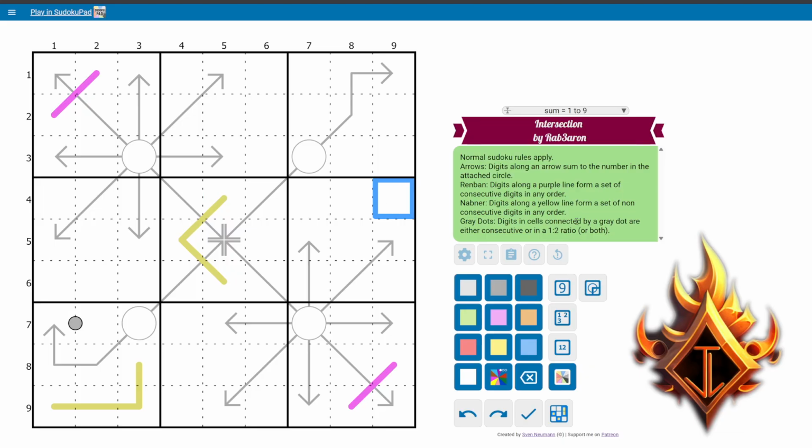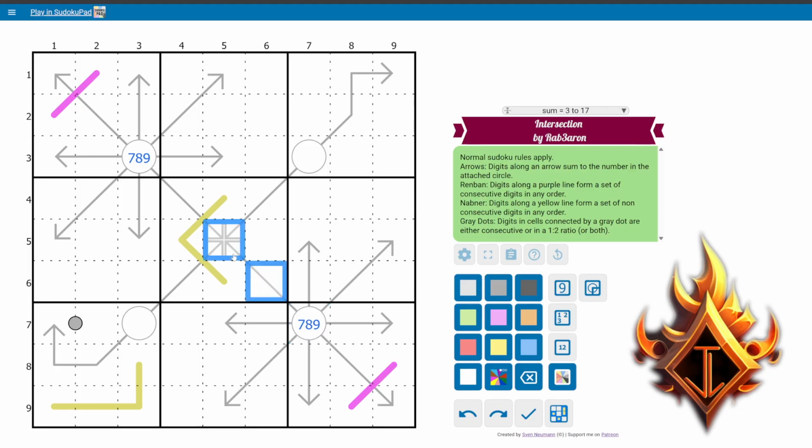All right, those are all the rules. Let's see what we can do. So this arrow is going to be 2 digits each way. So it is greater than 6. It'll be 7, 8, or 9, as will be this one.